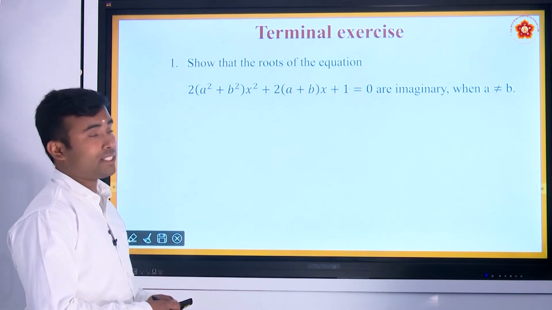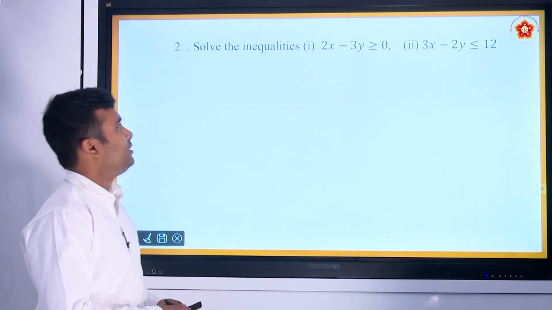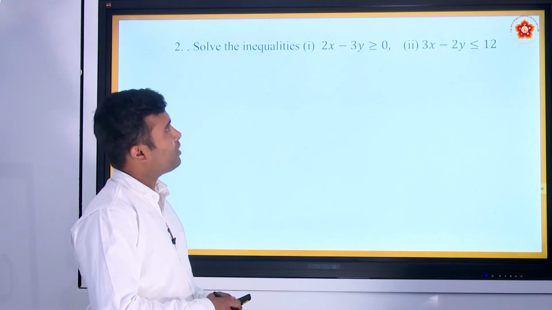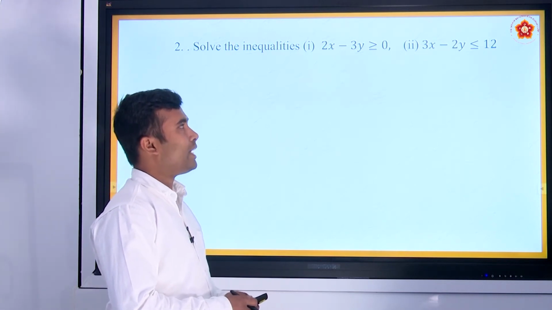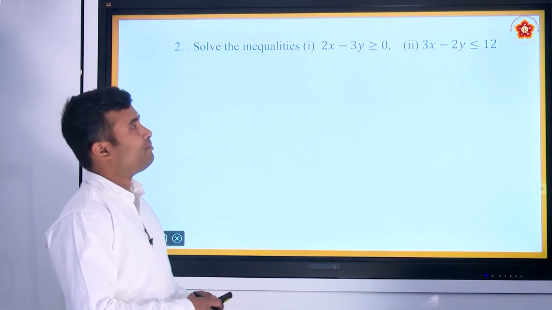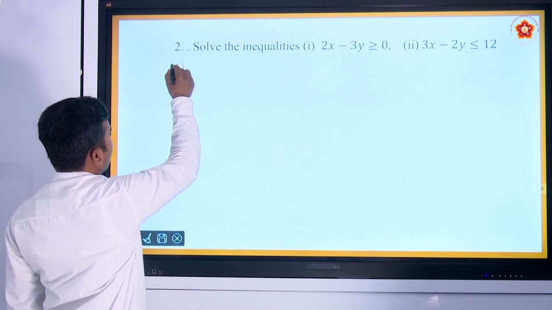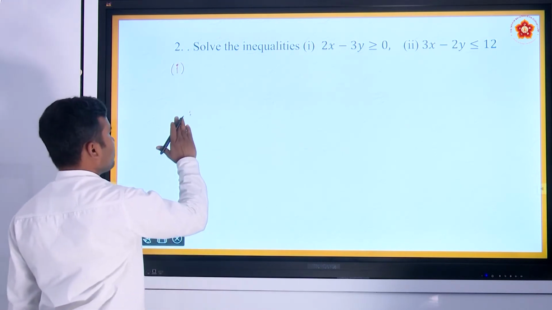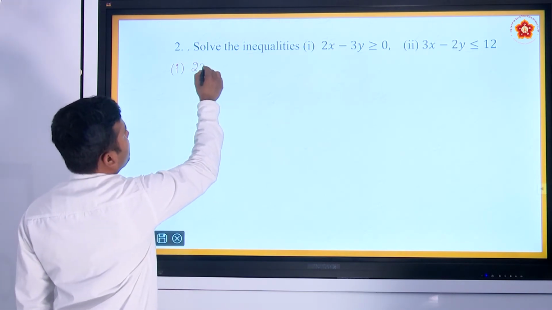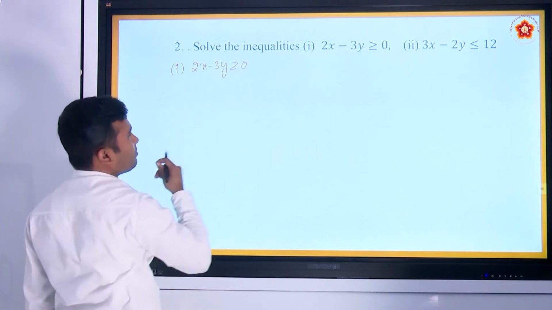We'll move on to the next problem. Solve the inequalities: 2x minus 3y is greater than or equal to 0, and another one, 3x minus 2y is less than or equal to 12. Let us solve the first one here, which is 2x minus 3y is greater than or equal to 0.